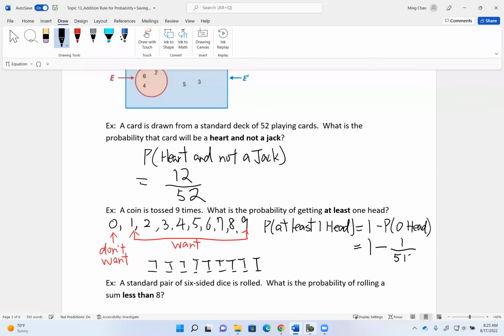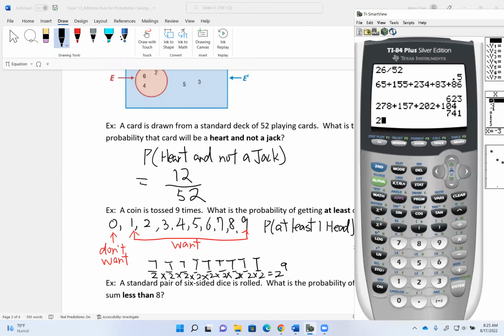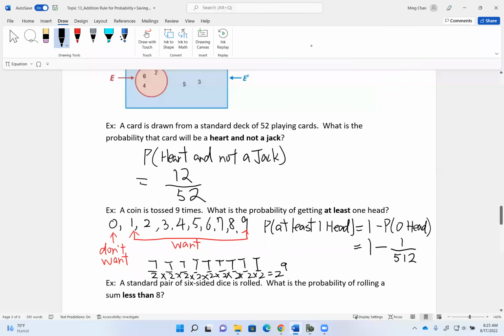Now, how do I get 512? Each flip has 2 outcomes, followed by another flip with 2 outcomes. So one event followed by the other, so here we will multiply. I take the number 2, 2 possible outcomes for each flip, and do it 9 times. So 2 times itself 9 times, 2 to the 9th power. In a calculator, 2 to the 9th power is 512. That's how I get 512.